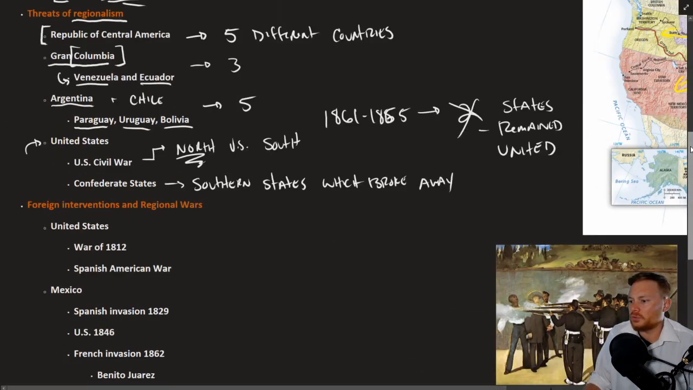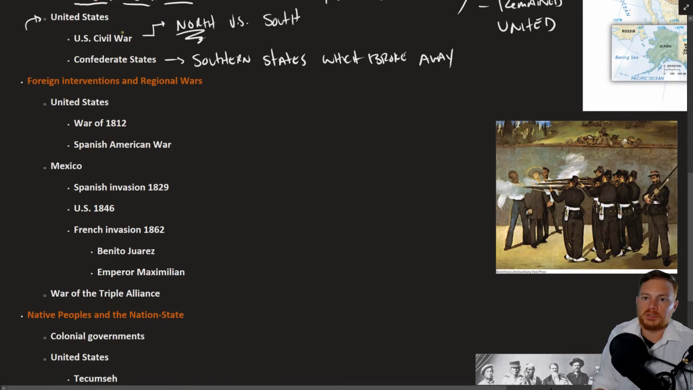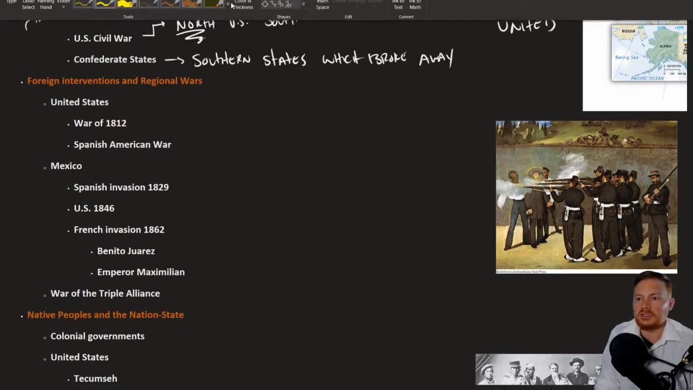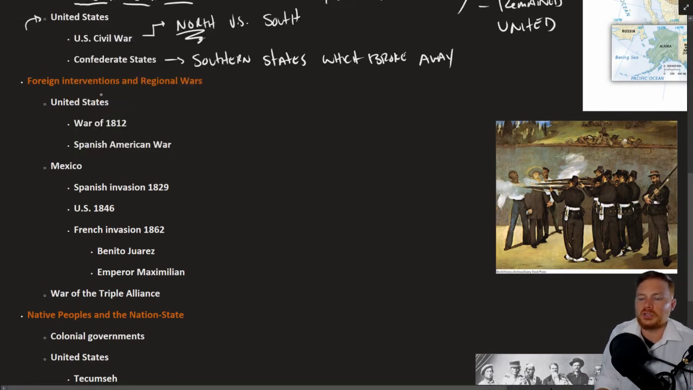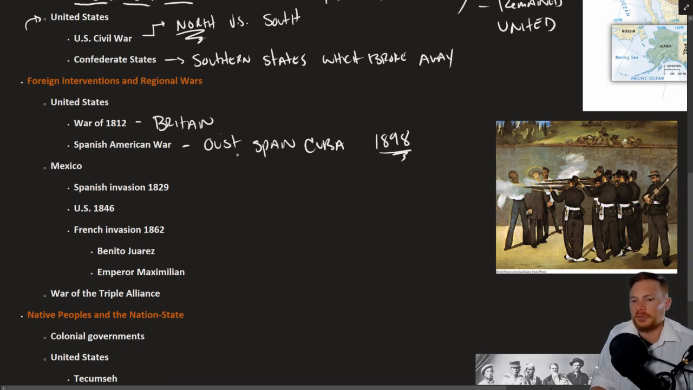Another threat to these nations, again, the problem of order is the section title, is various foreign interventions which occurred in these years. In the case of the United States, the U.S. fought the War of 1812 against Great Britain. The Spanish-American War was to oust Spain from Cuba, which the United States successfully did from 1898. Really, just 1898 was the year of the war. So that was 2 wars the United States had with foreign countries, Britain and Spain.